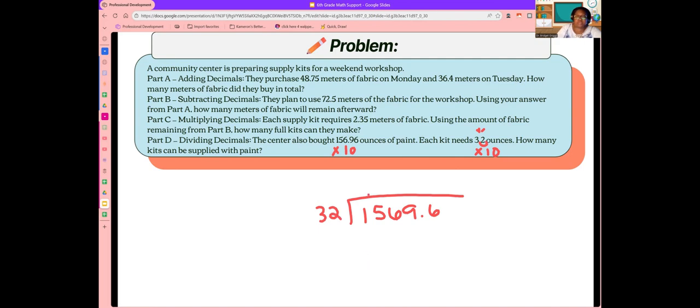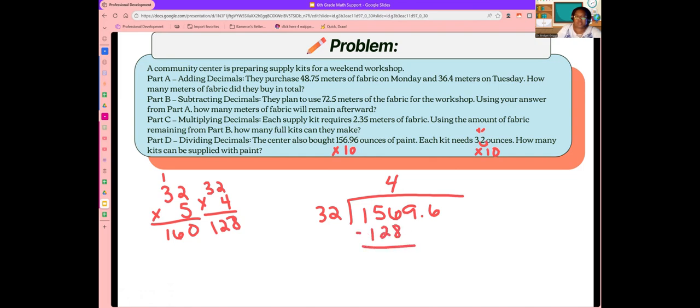All right, so 32 can't go into 1 or 5, but it can go into 156. Let's see how many times. If we do times 5, that'll be 10, that's 15, that's too much, but now at least we know it's going to be 4. How much is that? 32 times 4, that's 128. Let's do the subtraction and bring down the next digit.